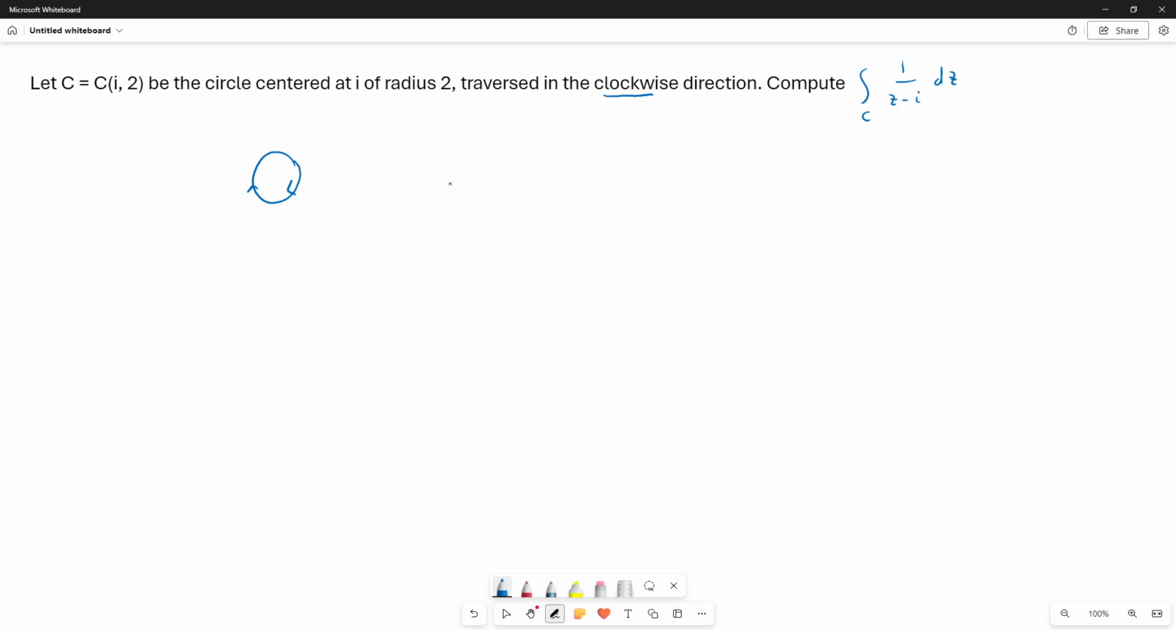So the unit circle would be e to the it, t between 0 and 2 pi for the parameterization. But that would be counterclockwise. And if you want to go clockwise, then you could instead change it to gamma of t equals e to the i t bar, which is e to the minus it. Then that will traverse clockwise.